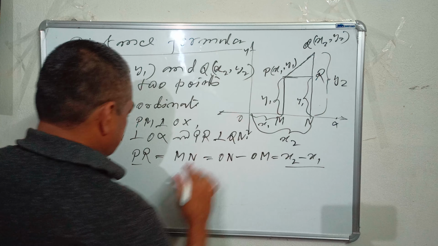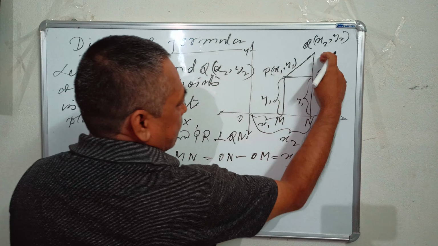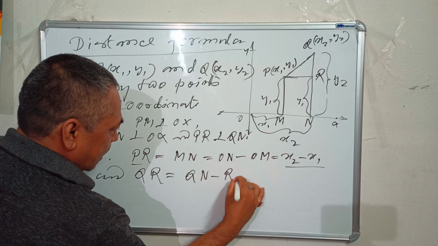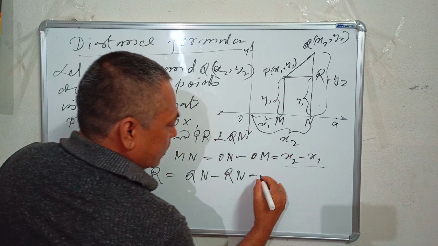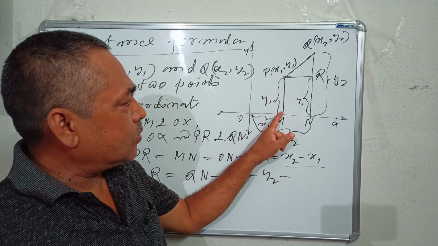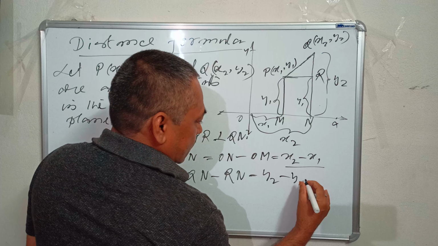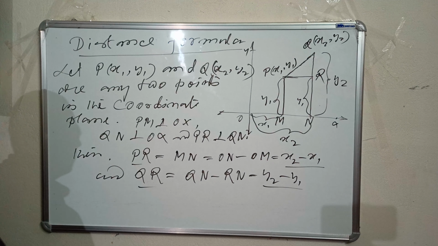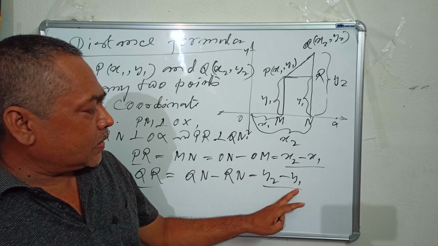Now find QR. QR equals QN minus RN. Now QN is the distance y2 minus RN. I have shown you, if this one is y1, by construction this one is also y1. So that means QR equals y2 minus y1. PR equals x2 minus x1, and QR equals y2 minus y1.